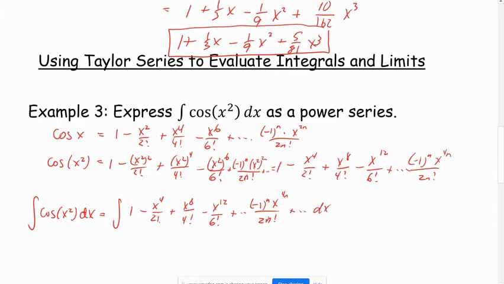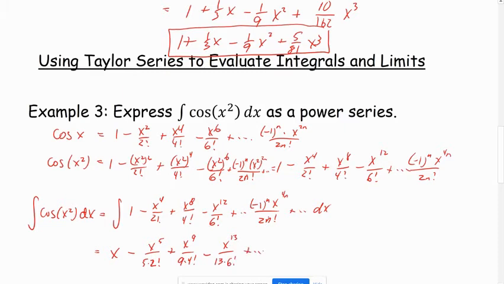So this series goes on forever. So if we integrate term by term, the antiderivative of 1 is just x. The antiderivative of x to the 4th is x to the 5th over 5. So we're going to have negative x to the 5th over 5 times 2 factorial. And then this one is going to be x to the 9th over 9 times 4 factorial minus x to the 13th divided by 13 times 6 factorial, and so on and so on.